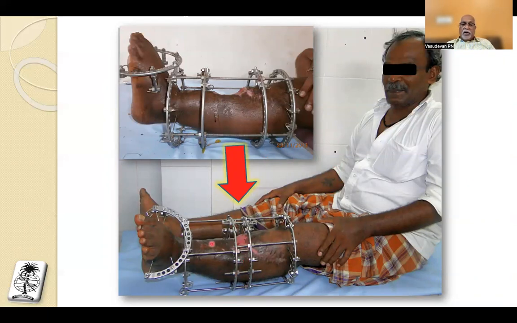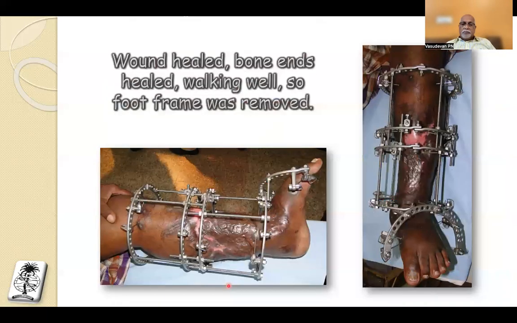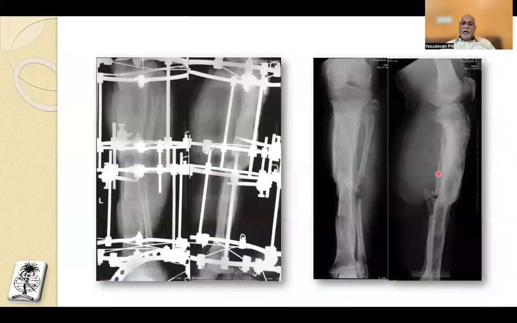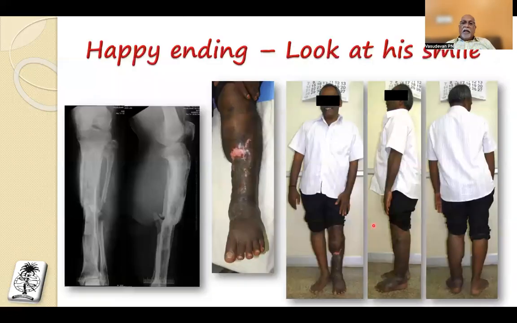And once I docked, I converted the straight rods into small rods. The wound has healed, bone has united, it was working well, so the foot frame was removed. You can see the final healing. And a happy ending. And without any flaps, anything, we could save his limb.